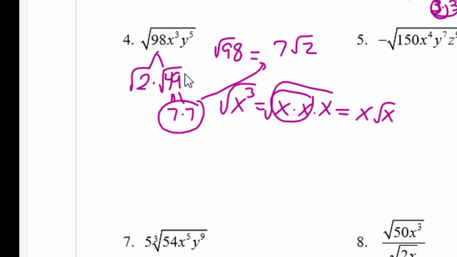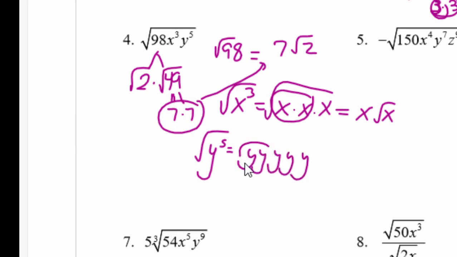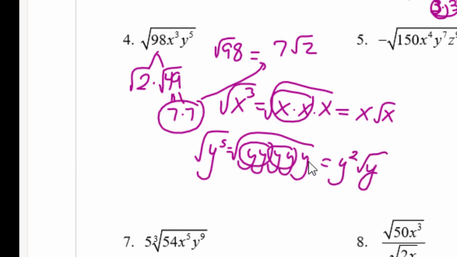Okay, y to the 5. Square root of y to the 5. Now I have 5 y's, right? Groups of 2. All right, so for each group of 2, 1 y goes outside. Square root of y squared is y. So I have 1 y here times another y there, y squared, and a single y from this guy, right?